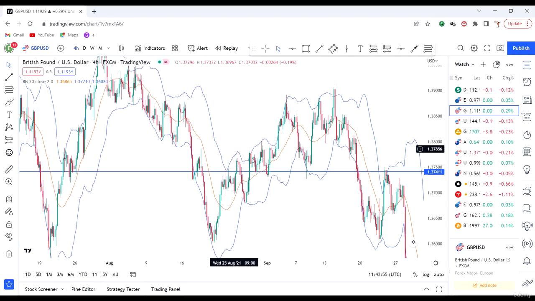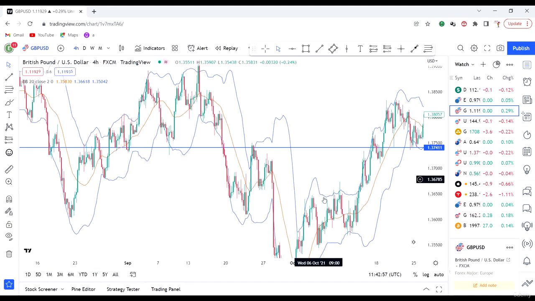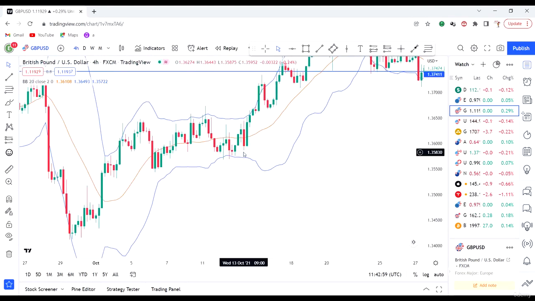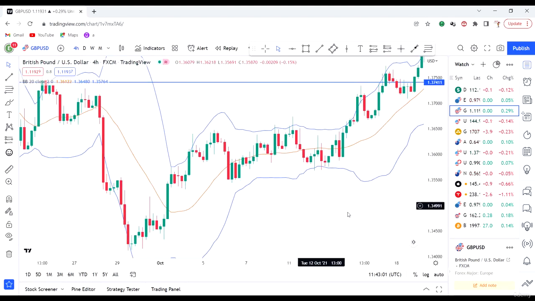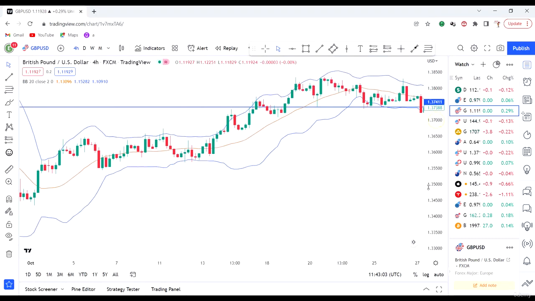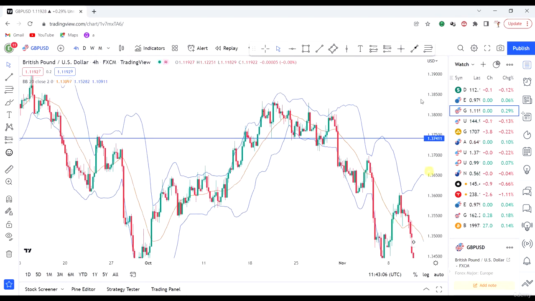Whenever it gets stretched again, it tends to get back to its original position. Now, when you use the Bollinger Bands in addition to other forms of technical analysis, you tend to get good entry and exit points.